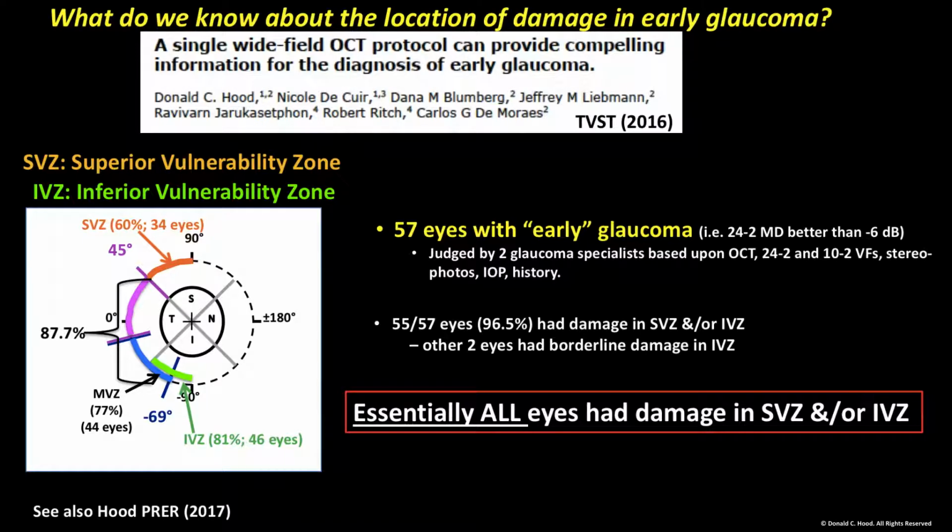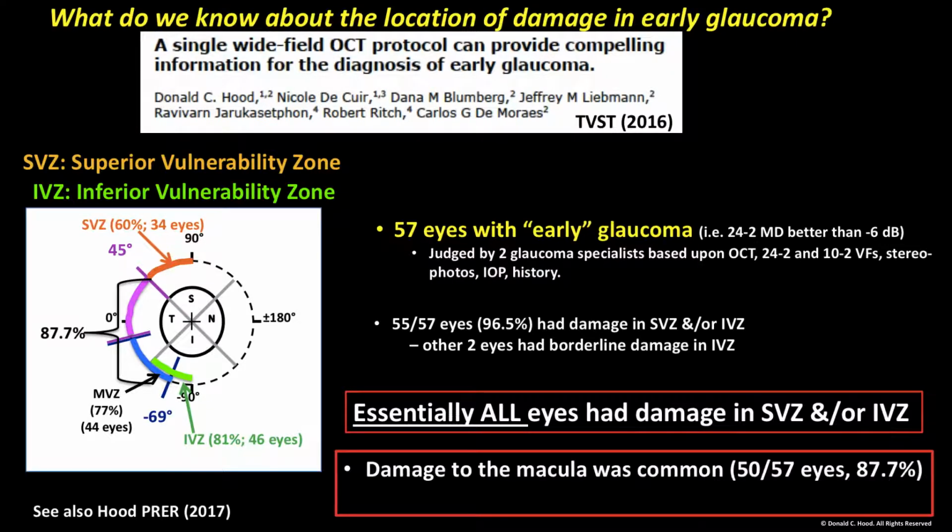Now it's going to depend. We may have had a few more normal tension than in standard clinical practice, so these percentages will change a little bit. But damage to the macula is common, and it often includes the macular vulnerability zone.